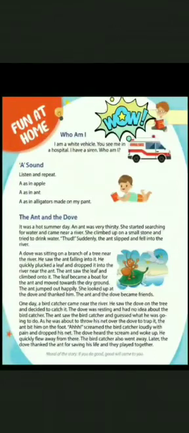Dear parents, once your child is through with the previous work, recapitulate with the help of the given worksheet. Read aloud "Who am I?" and solve it together. Then ask your child to listen and repeat a sound. Read the story "The Ant and the Dove" and have some fun time with your child.